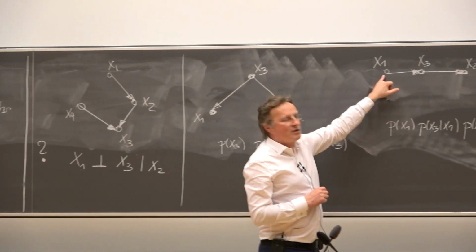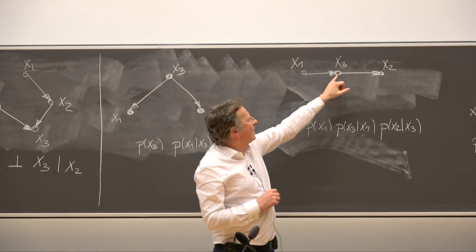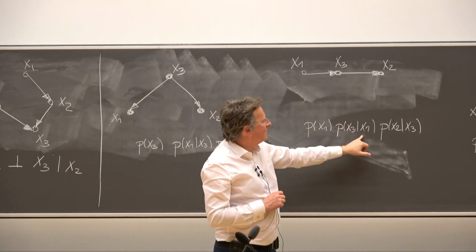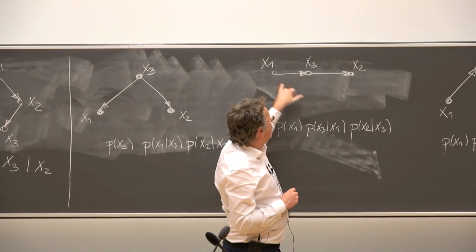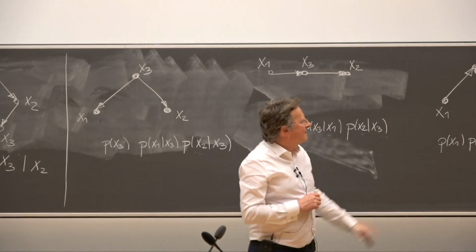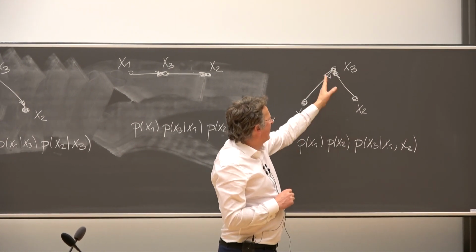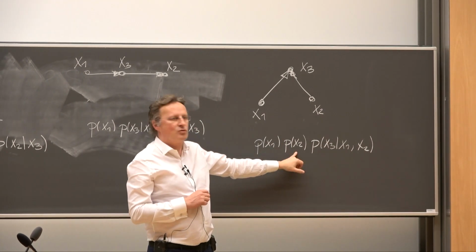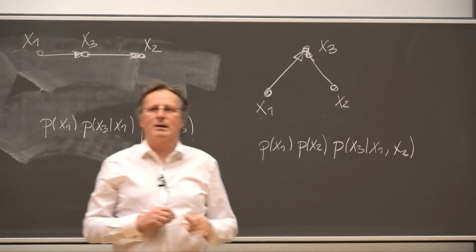Same thing here. I have to start with a source, something that doesn't have anything coming in, p of x1. Then x3 sees x1 as a parent, so x3 given x1. And x2 could depend on x3 and x1, but since there's no edge coming from x1, it's only x2 given x3. There's no x1 in here. And in the same way here, I have x1 and x2, and now the two arrows go up. So I have 2 possible sources, x1 and x2. They don't depend on anything, they don't have any parents. But x3 then has parents x1, x2.